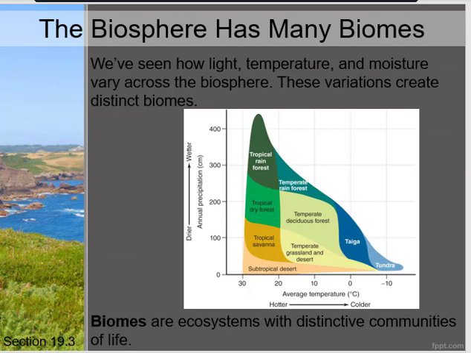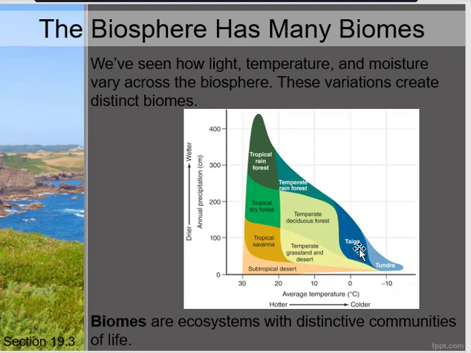Biomes are basically ecosystems with distinct communities of life. So there are rainforests, tropical rainforests. There are temperate rainforests. Tropical rainforests would be like something in Central and South America. The temperate rainforest in the Pacific Northwest. There's a lot of rain up in Seattle and Oregon, a lot of it.